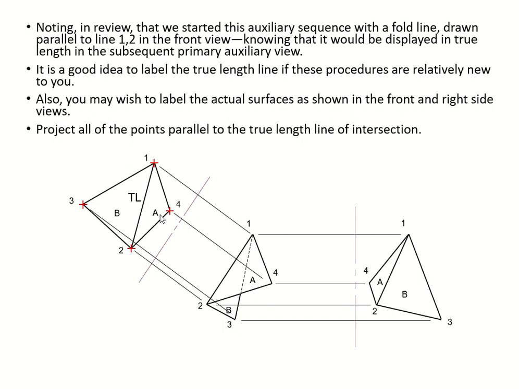We also label the actual surfaces. Surface A is 1, 2, 4, and 2, 3, 1 is surface B. This is your true length, because it's been projected from the line that is parallel to the second fold line.